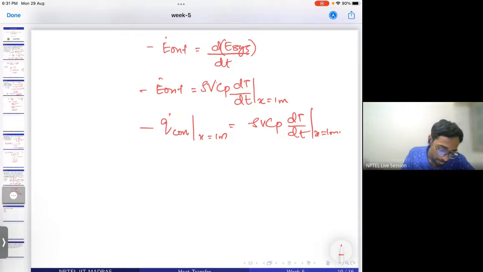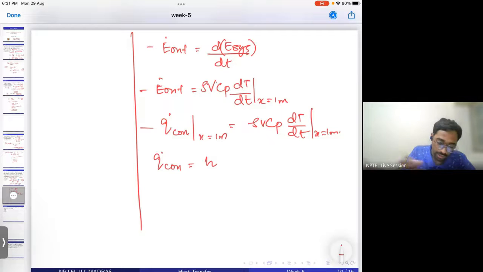So what is q dot convected? That is q dot convected is equal to h times the area of the strip. What is the area? That is delta into the width w, into the length I am considering dx, right? Into Ts minus T infinity.